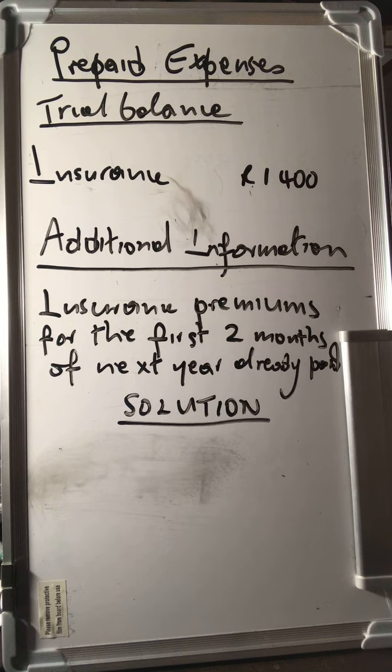However, let's say you happen to pay an expense for the next year while you are still on this year, that means you are paying this expense in advance. When you pay an expense in advance, that expense is called a prepaid expense, an expense that's paid before time. In our trial balance here, we are given insurance expense of 1,400.